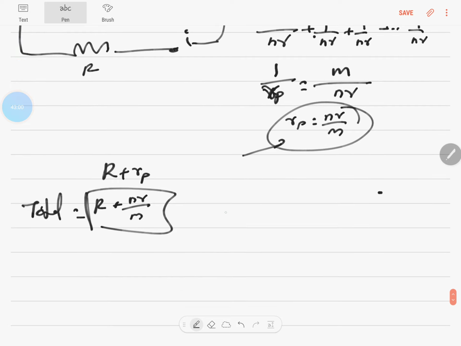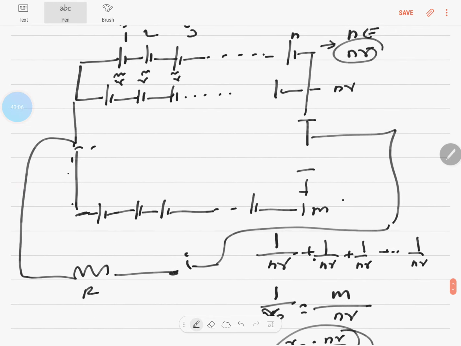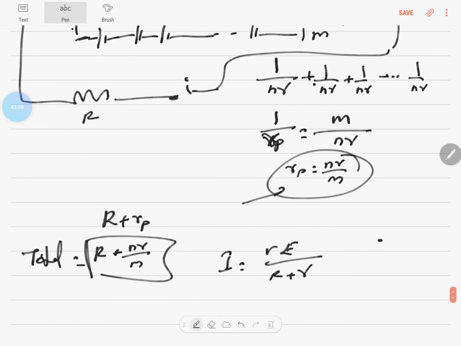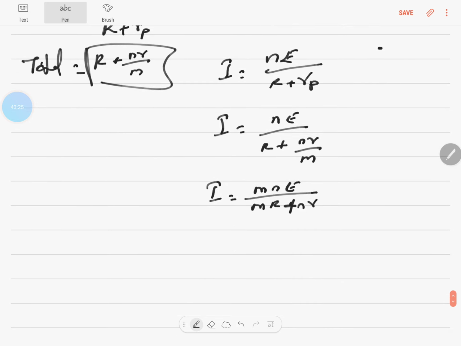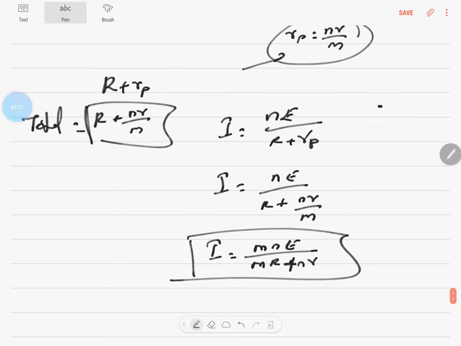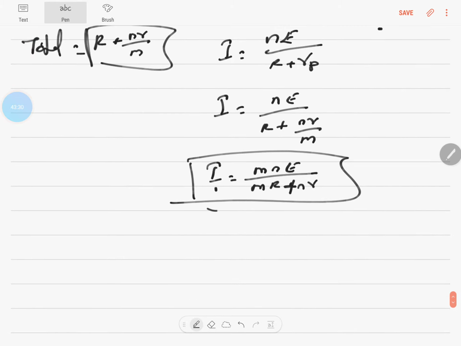And you know that the current I is generally E by capital R plus small r. But in this, every row has got n cells, so nE by capital R plus RP, which is going to become nE by capital R plus nr by m. So when you take LCM, you will get mnE by mR plus nr. So this is the value of the current that is flowing through the circuit. And for this current to be maximum, this denominator has to be minimum. The denominator has to be minimum.